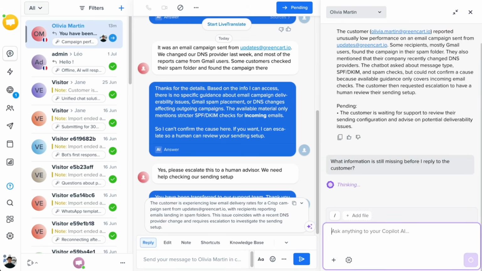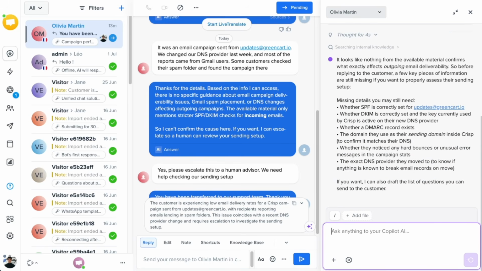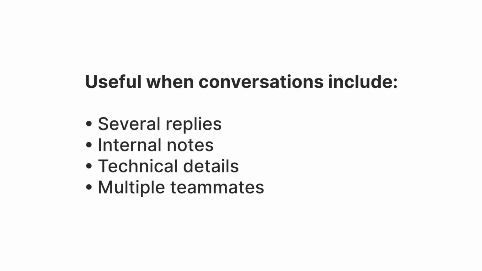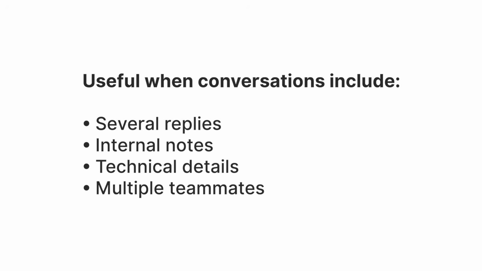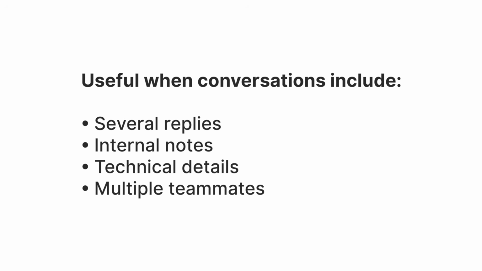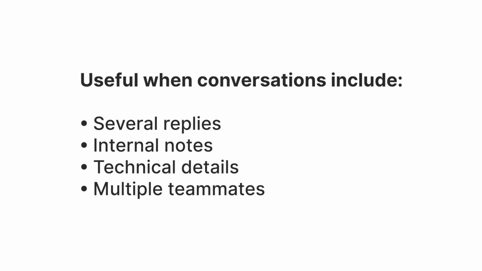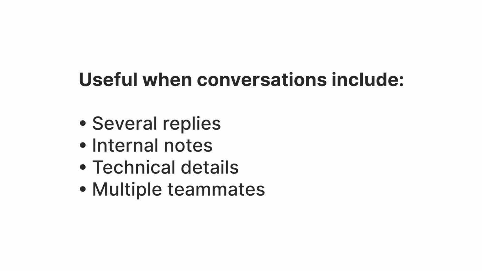Once you understand the conversation, you can use Copilot to investigate the request before replying. You can ask questions in natural language, for example: what is the customer actually asking for? What information is missing before I can answer? Has another teammate already checked this issue? Which source supports the answer? Or what should I investigate next? This is especially useful when the conversation includes several replies, internal notes, technical details, or multiple people working on the same case. Copilot can connect the information available in the thread and help you identify the next step.